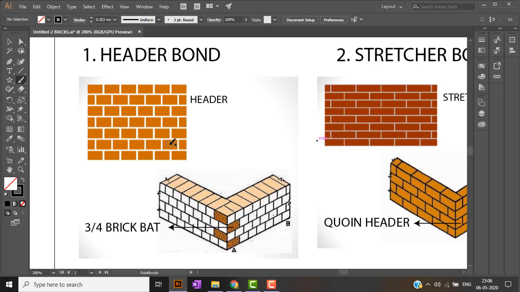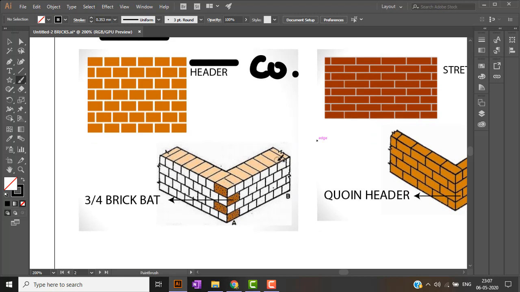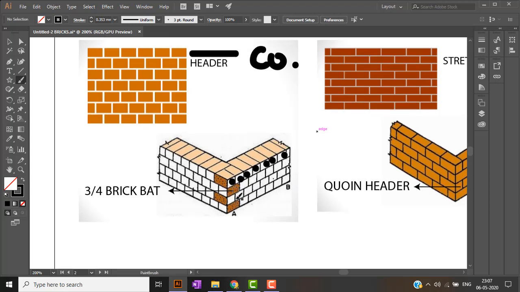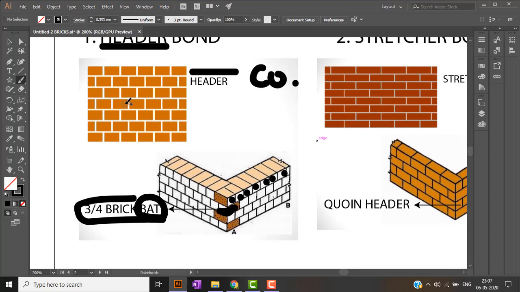So first is a header bond where all the courses, now bricks are laid horizontally, so each row is known as a course. When in a course all laying positions are in header, it's known as a header bond. Now you can see this 3D. All the bricks laid are in header, and the cornerstone is a 3x4 brick bat. Brick bat is cut according to its width. It is a 3x4 brick bat laid at the corner for a header bond.